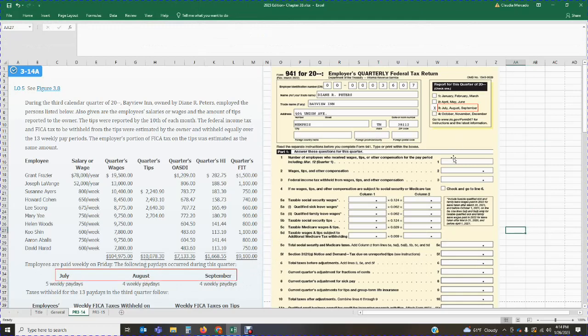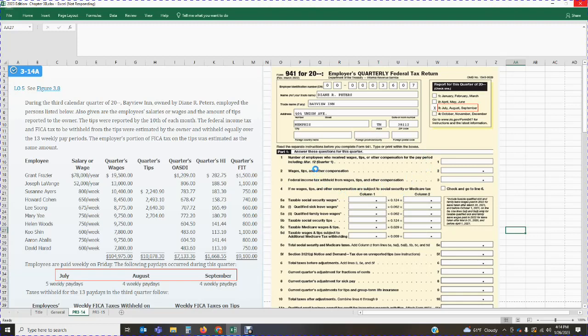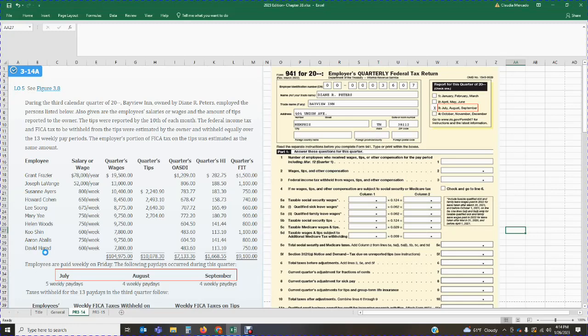Okay, so now let's start with the actual data entry of part number 1. It asks, what is the number of employees who receive wages, tips, or other compensation for the pay period including March 12th? So we have to count how many employees we have. We just go and count 1, 2, 3, 4, 5, 6, 7, 8, 9, 10. We've got 10 employees. So line item number 1 is going to be 10. Very easy.